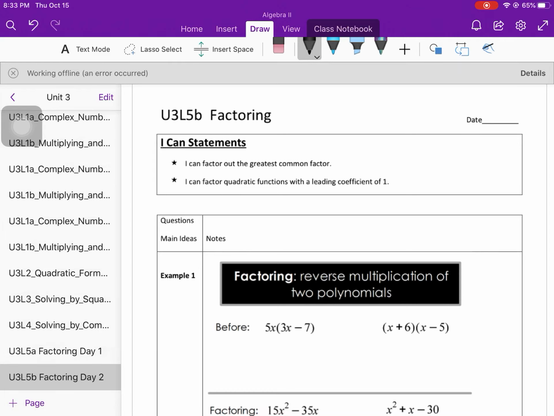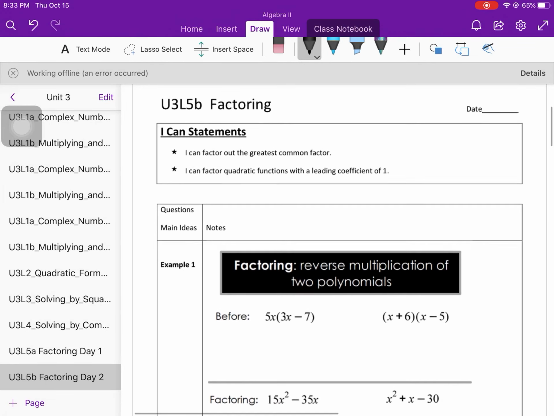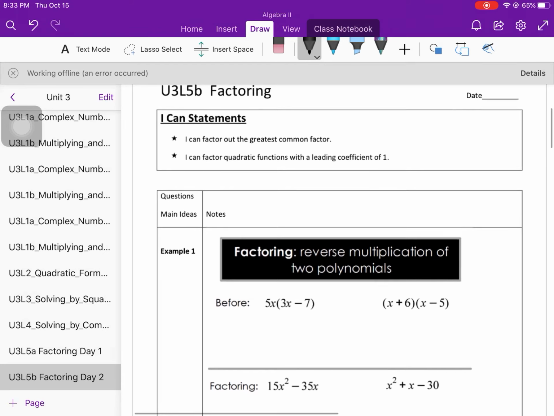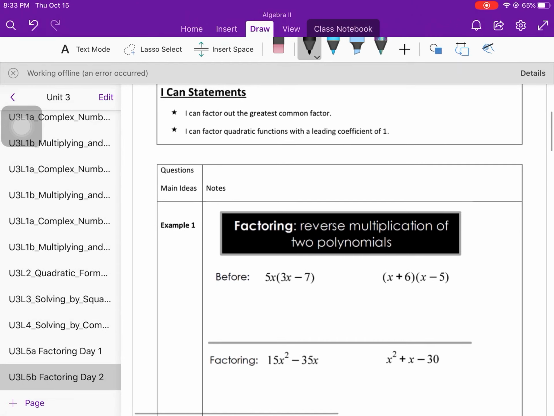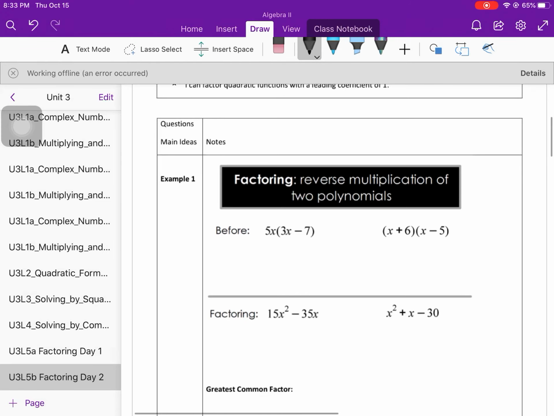Hey guys, welcome to Unit 3, Lesson 5B, which is factoring part 2. What we're looking at with these is we're going to look at greatest common factors, and then we're also going to look at special patterns when we're factoring.